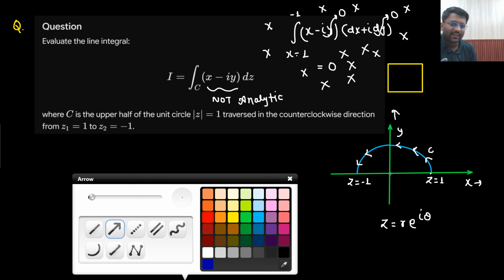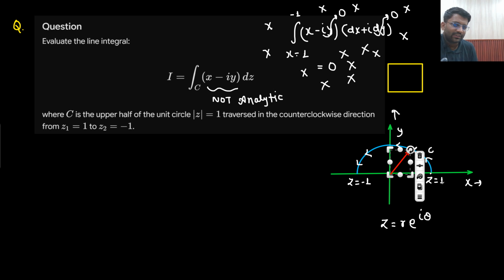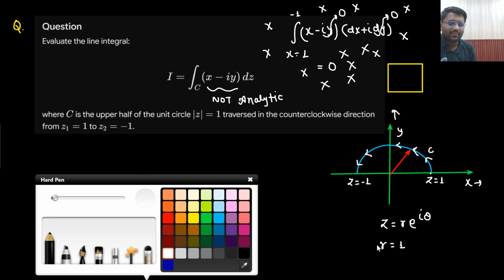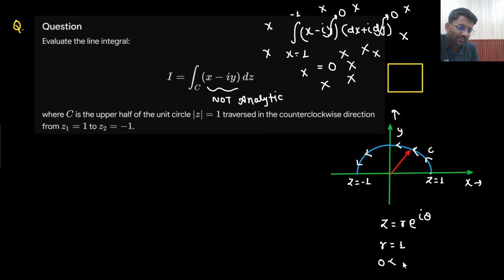So here what we need to do is, I am moving along this curve, sir. On this curve, what is the value of r? The value of r is always 1, sir. And how is theta varying this time? This time, sir, theta is going from 0 to pi. Theta is moving from 0 to pi, in radians.